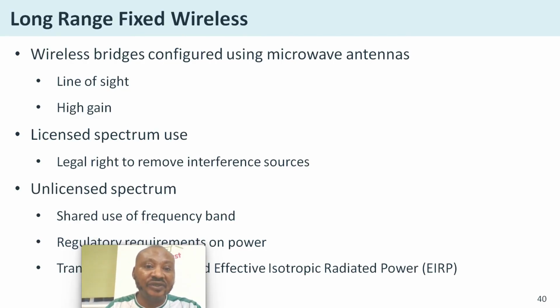This is a long range fixed wireless. Long range means you are here and you have another building, and you want to connect them and get them online. Most of the time we need an ISP to do that for us.